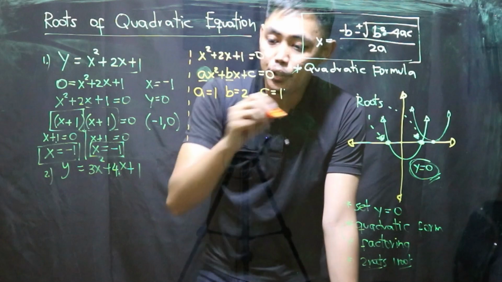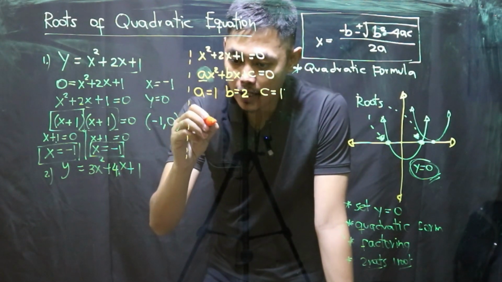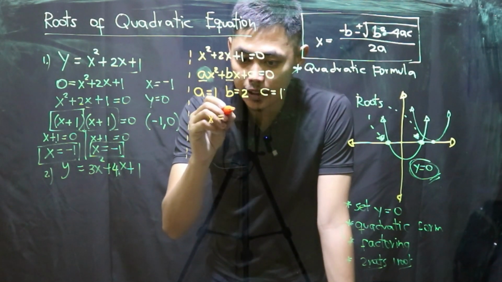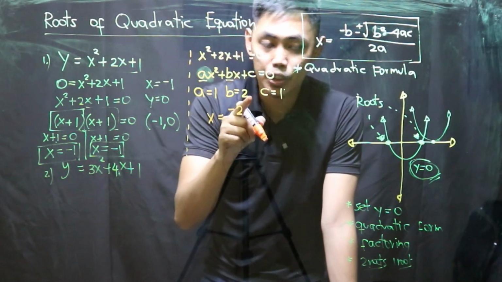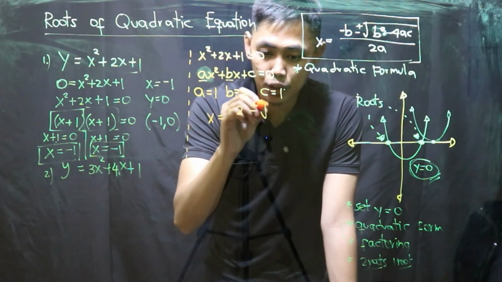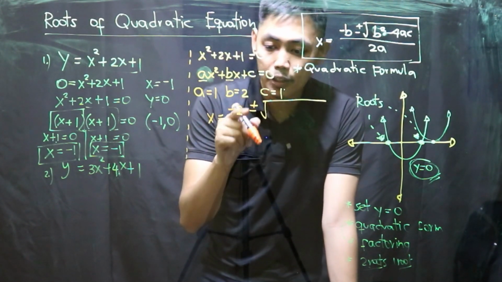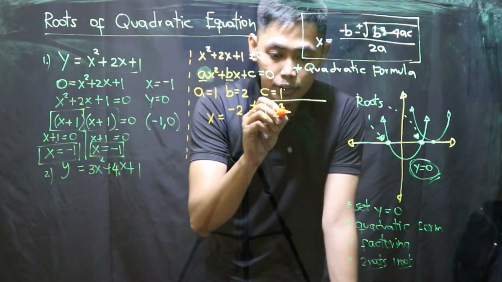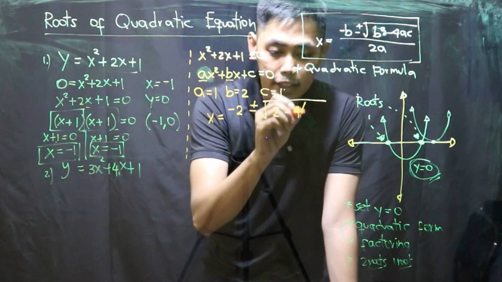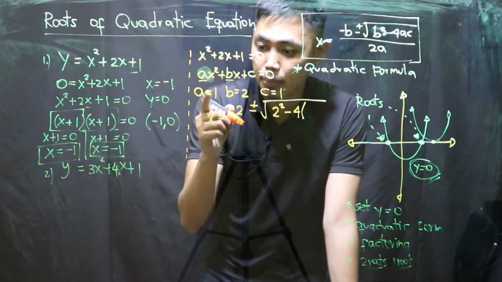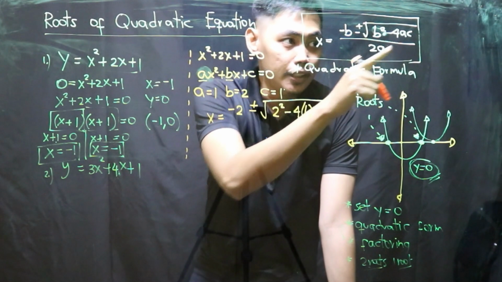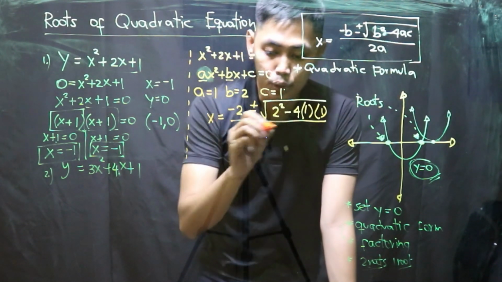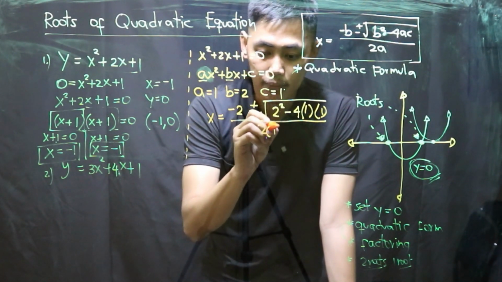And then we will go ahead and use this. So let's try x is equal to negative b, that means negative 2, plus and minus the square root of b squared, which is 2 squared, minus 4 times a, which is 1, times c, which is 1, over 2 times 1.